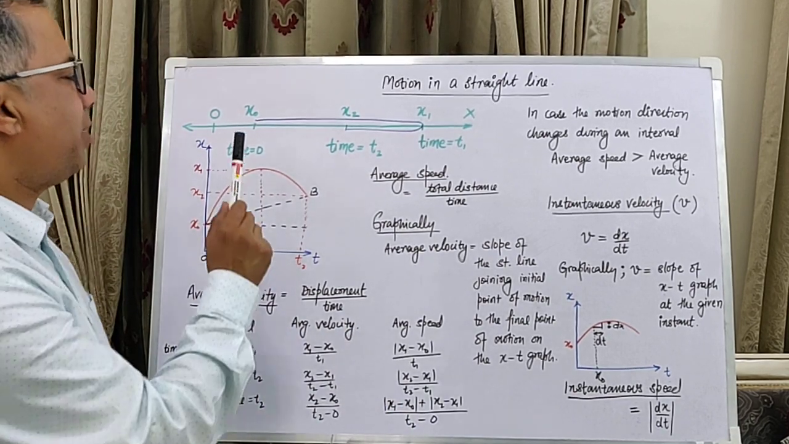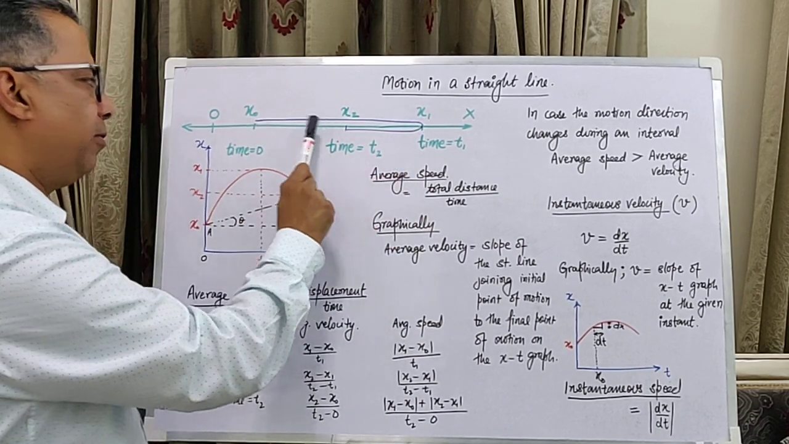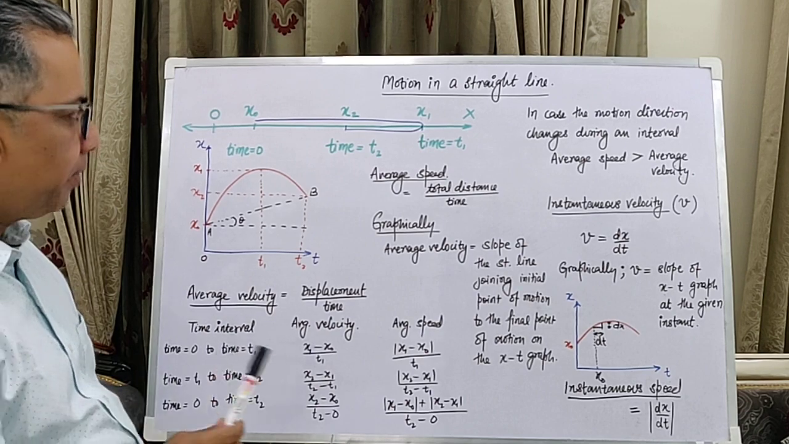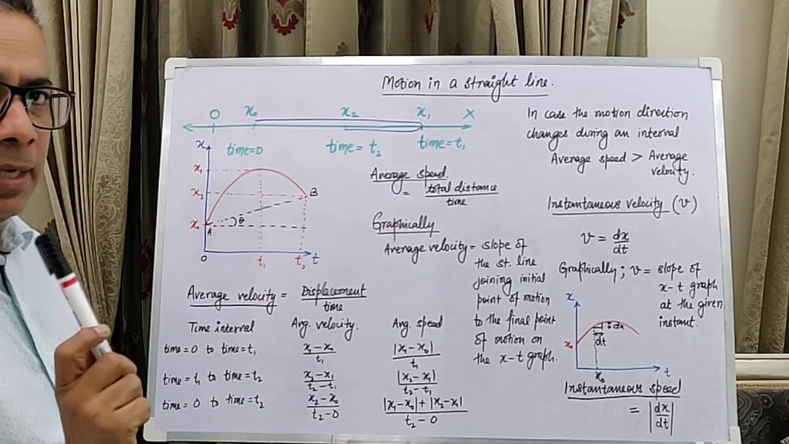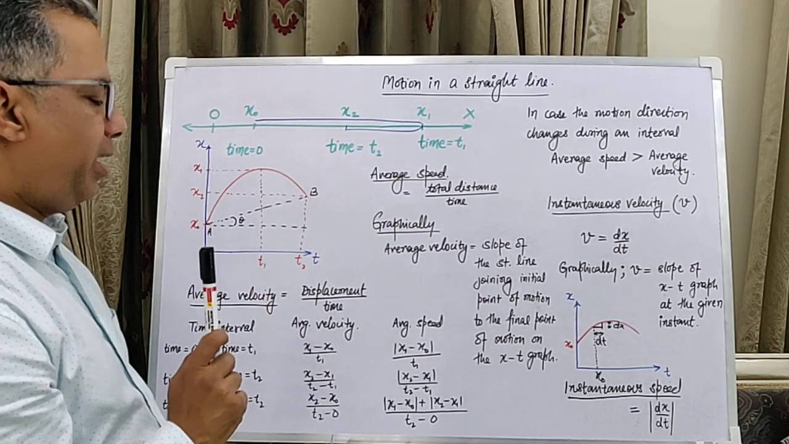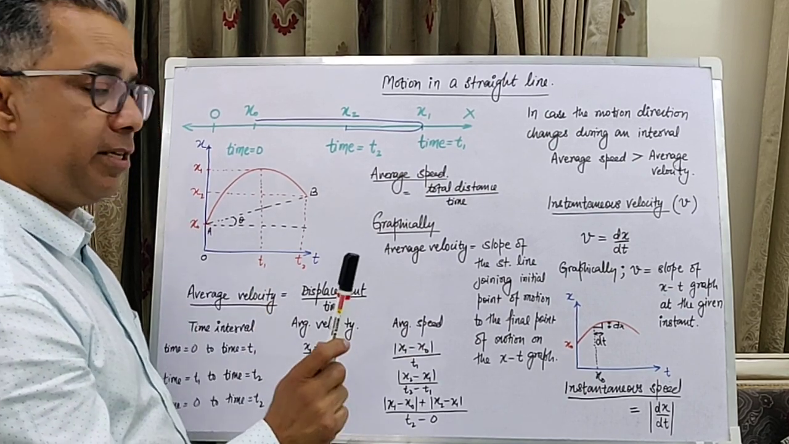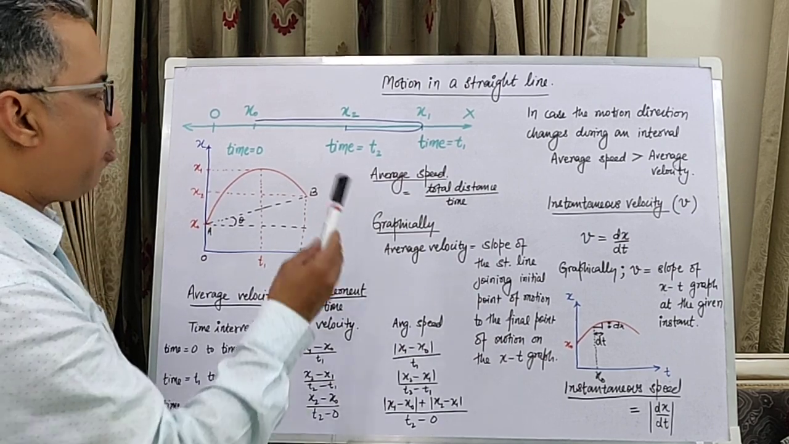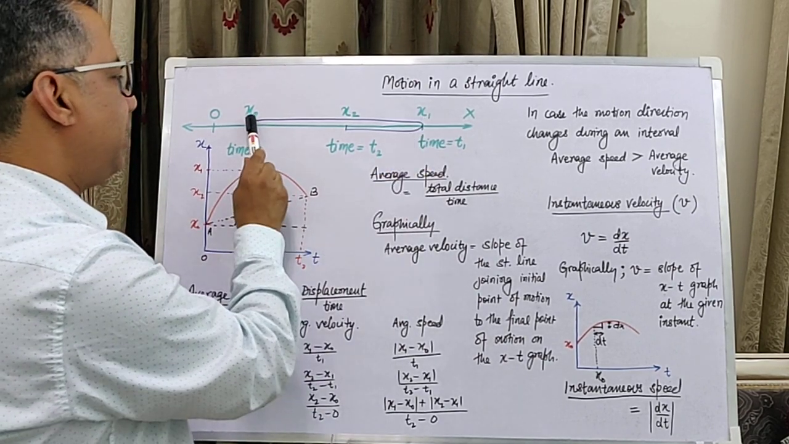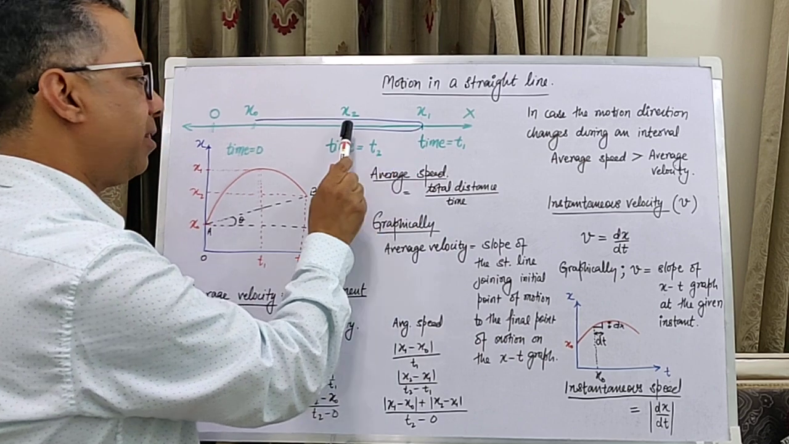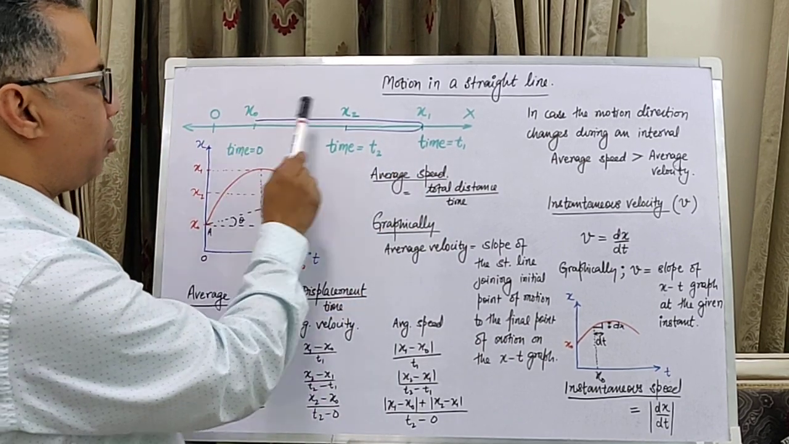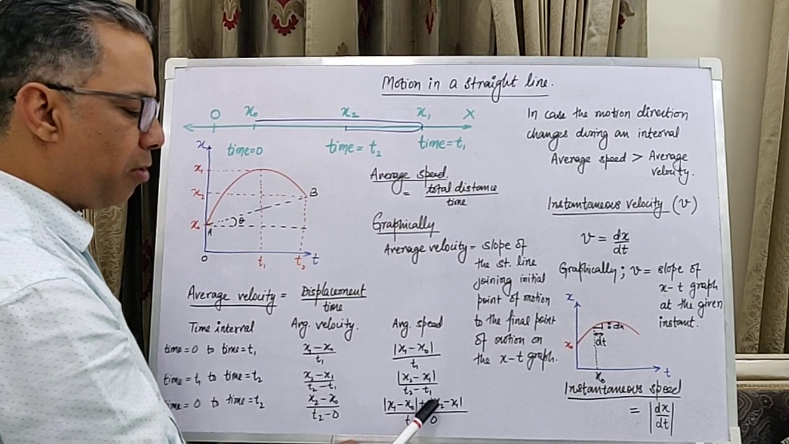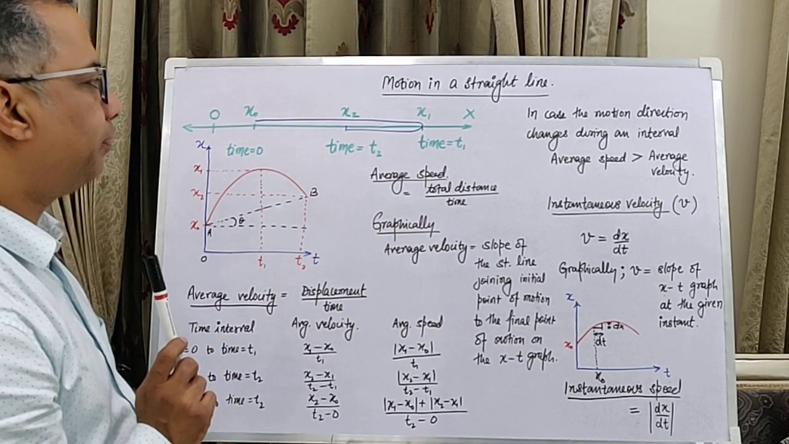Let's move on and now discuss the entire motion from time equal to 0 to time equal to t2. Now for this motion, remember we are looking at total distance by total time. That's the average speed. Now for this motion, the distance is the length of this path plus the length of this path. Now what are those lengths? Mod of x1 minus x0 plus mod of x2 minus x1.